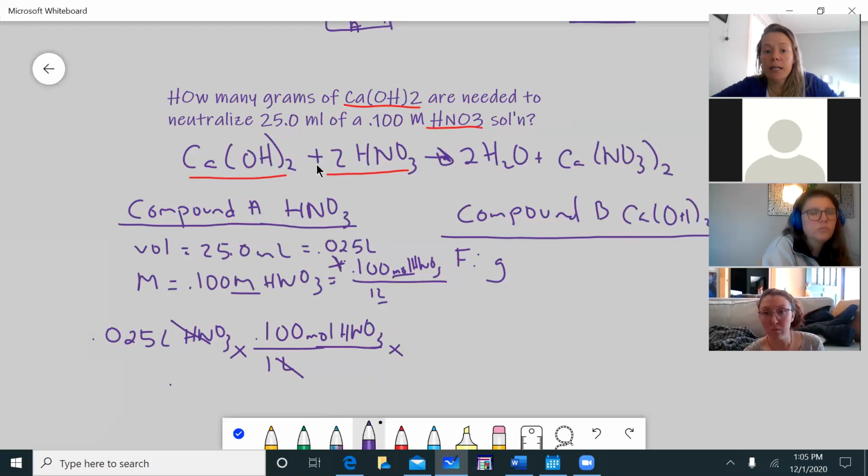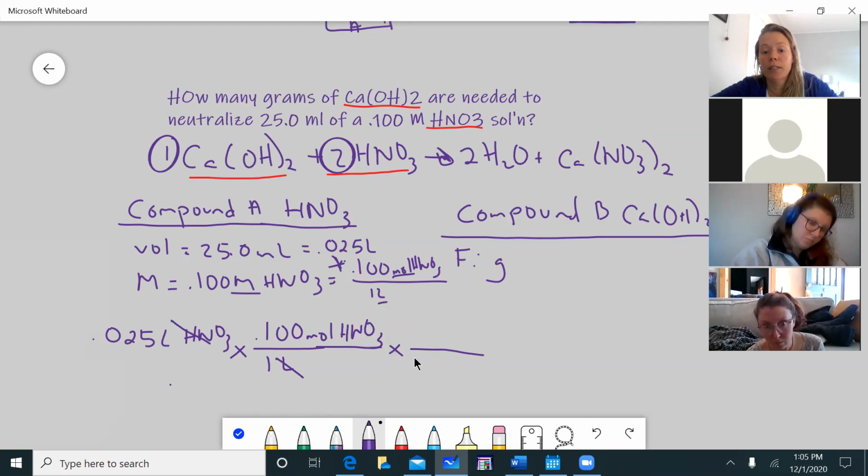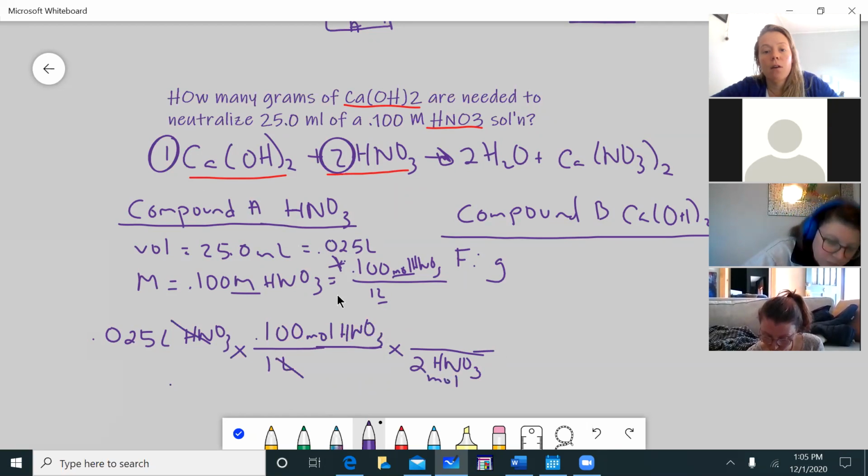So the next step is pretty easy. We just use our coefficients. There's a 2 here and there's an inferred 1 here. So 2 HNO3s for every 1 Ca(OH)2. So let's go ahead and do that. The HNO3 needs to go on the bottom. So we'll put the 2 HNO3 on the bottom, specifically 2 moles of HNO3 for every 1 mole of the Ca(OH)2.